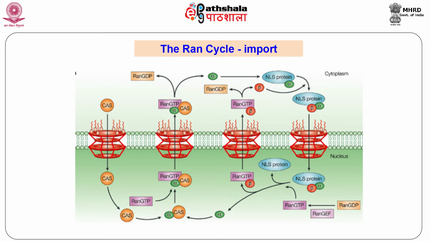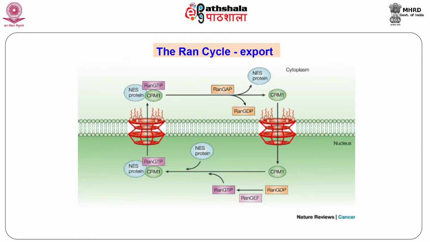RAN GDP has its own import receptor known as NTF2. This NTF2 transports RAN GDP to nucleus so that RAN GTP is regenerated in the nucleus. Here you can see the export pathway showing transport of various molecules from the nucleus to cytoplasm. Cargoes or proteins that are destined to be transported from the nucleus show a nuclear export signal. You can see cargo proteins in blue color again.